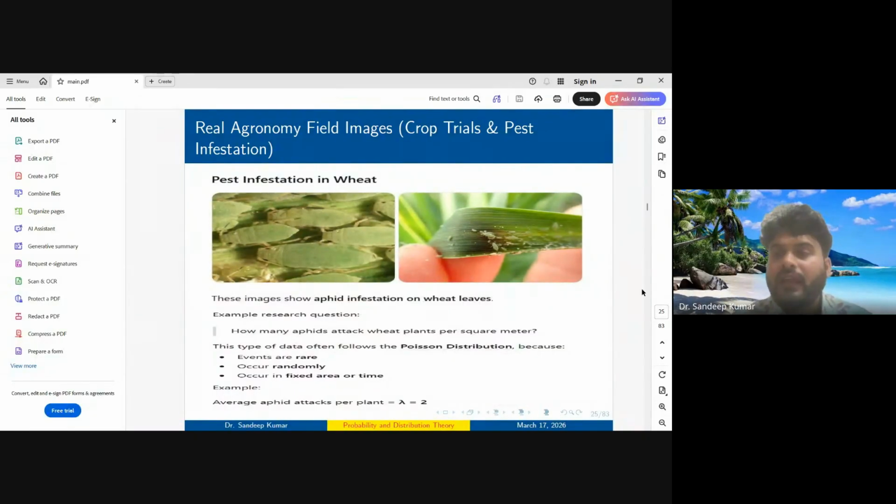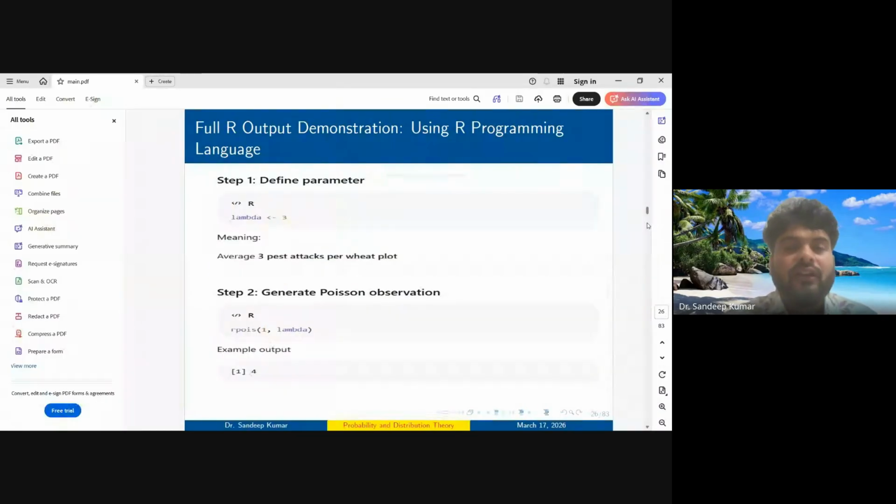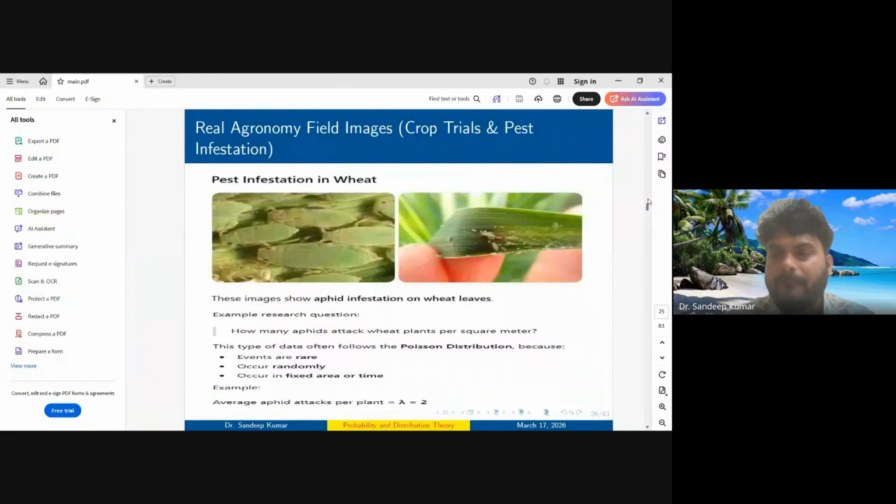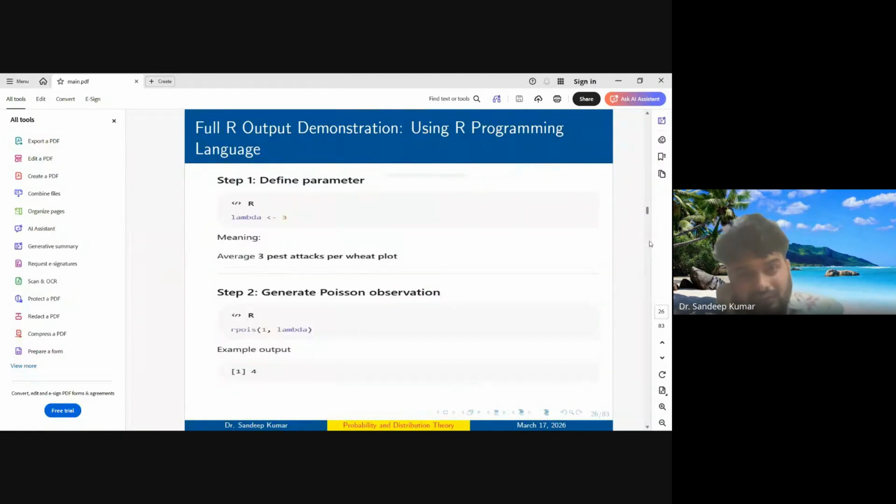Basically, this is the R demonstration of the Poisson distribution. First step, define the parameter lambda. In the R environment, lambda is written as lambda equal to 3, meaning an average of 3 pests attack per wheat plot.